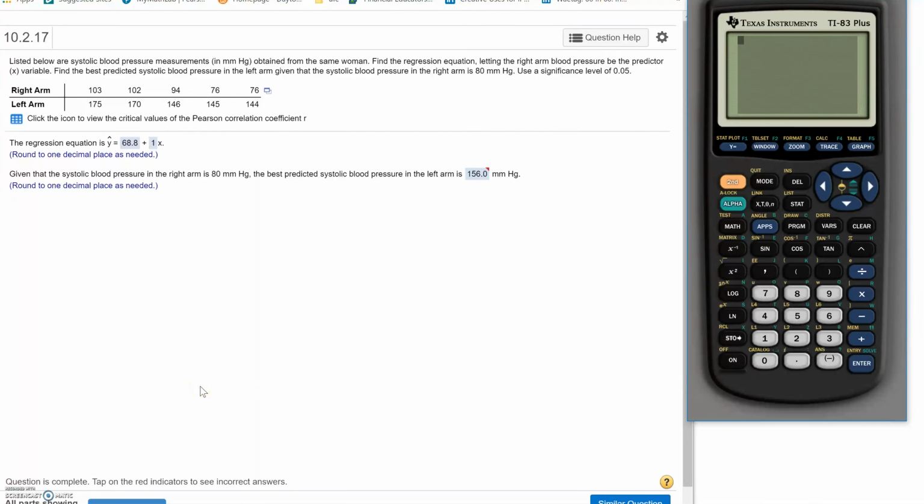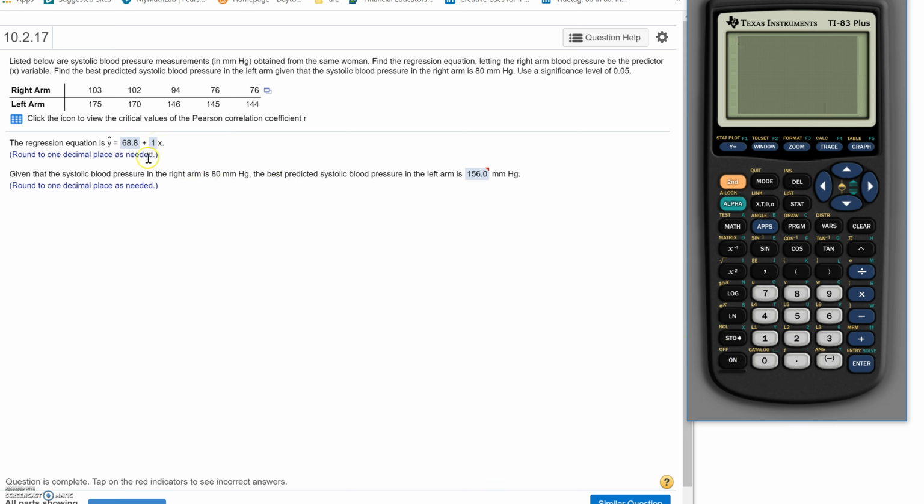Okay, here we have a problem from section 10.2. It's about blood pressure measurements in right arm and left arm. So the first step is you have to find the regression equation y hat. So we need to find A and we need to find B.